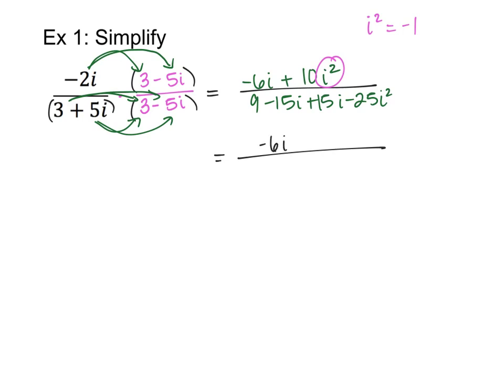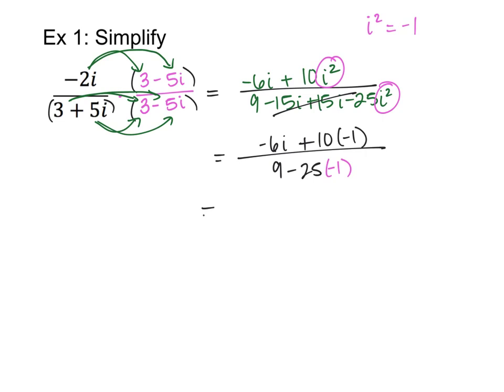So that's negative 6i plus 10 times negative 1. Notice that the bottom here, these two are opposite signs but the same coefficient, so they're going to cancel, which is great, because then the i's disappear. And then the 9 comes down, the negative 25 comes down, but then I notice another i squared, so I'm going to change that to a negative 1.